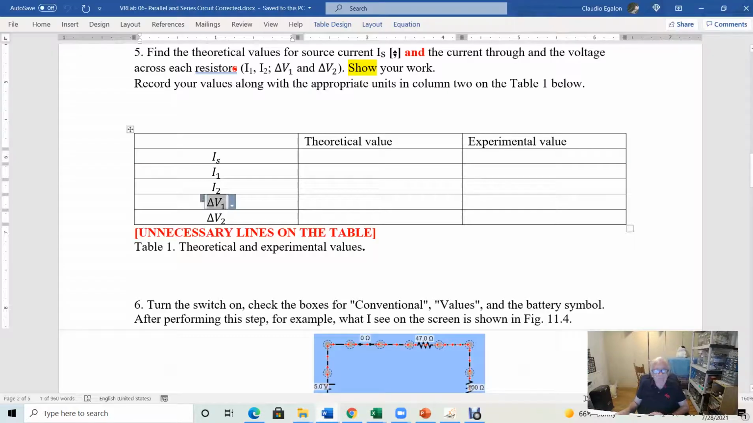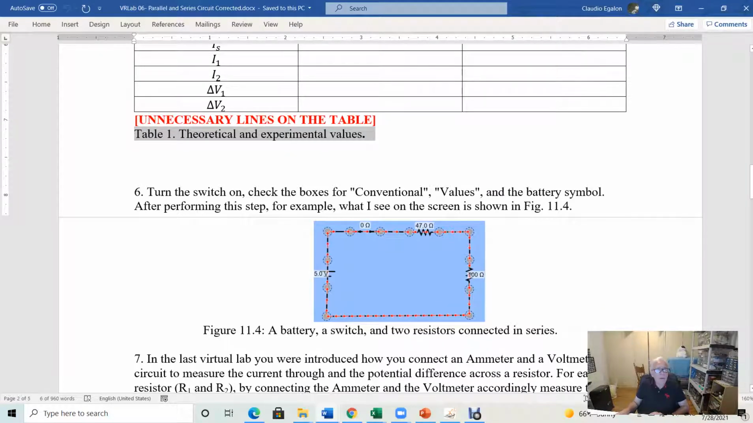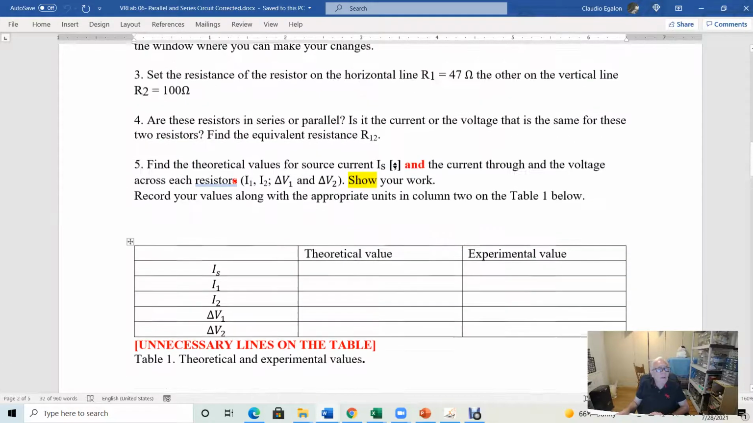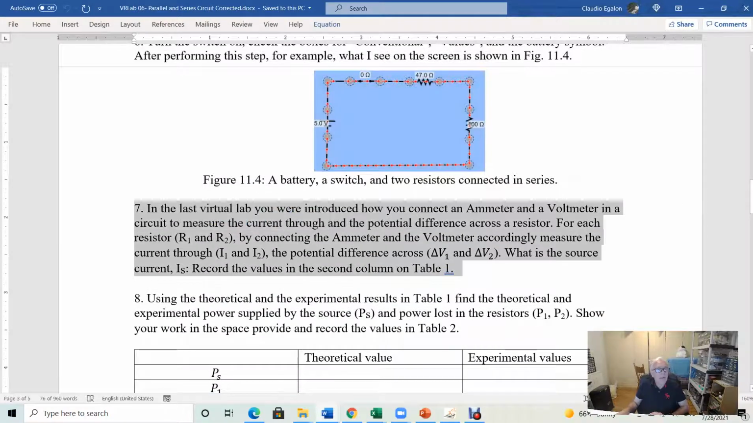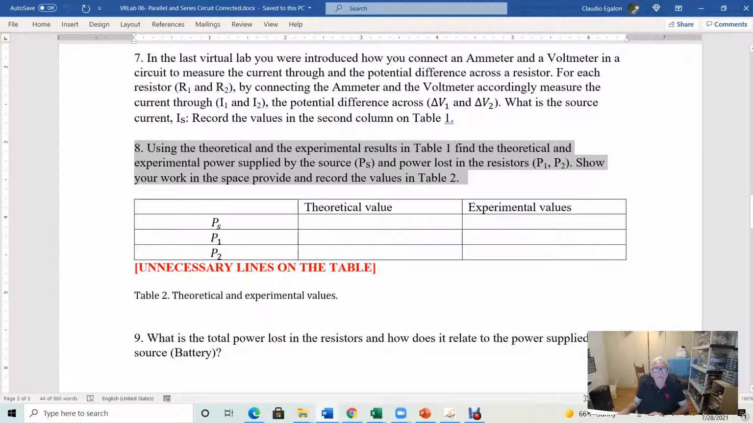Next. Turn the switch on. Let's see. Turn the switch on. Check the box. Okay. Yeah, I did that, right? I turned the switch on. After performing this step, for example, I see the screenshot. Yeah, we did that. In the last virtual lab, you were introduced to how you connected. Using the theoretical and experimental results in table 1, find the theoretical and experimental power supplied by the power source and power loss in the resistors. Show your work in the space provided.